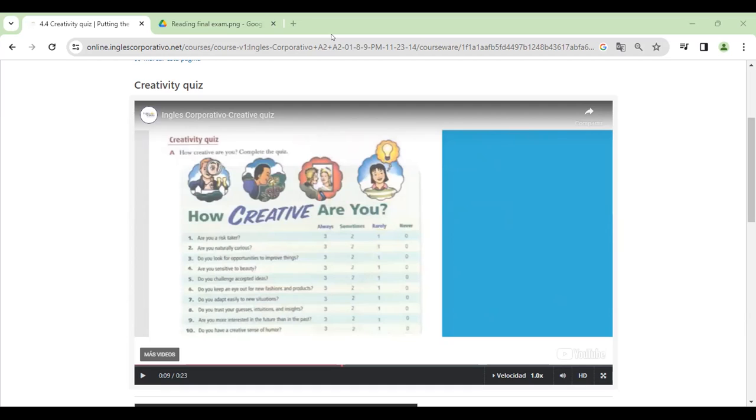Number seven, do you adapt easily to new situations? Always. How about you? Sometimes. And Ceci? Sometimes. And Arsenio? Claro. Excuse me, Arsenio? Rarely, no sé cómo se pronuncia. Rarely. Okay, Arsenio.